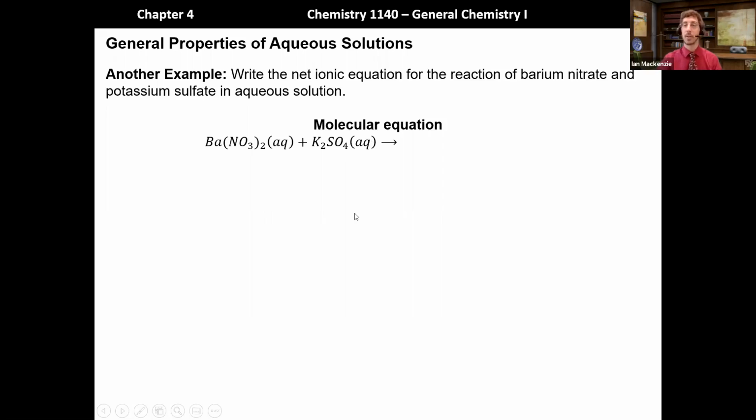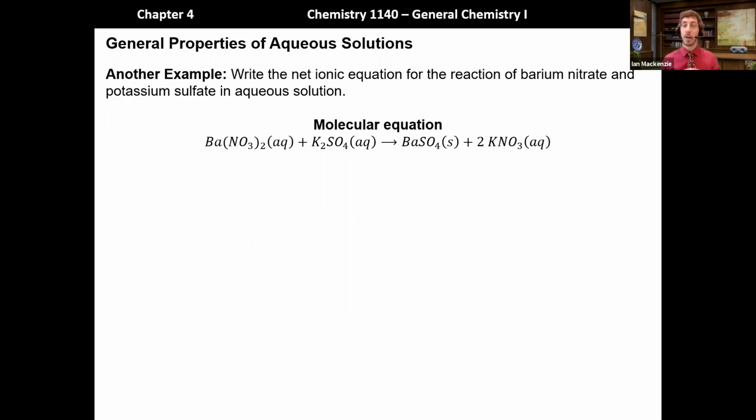And then we identify, just like we would for a precipitation reaction, is there going to be an insoluble product? And we find that barium sulfate is. Sulfates are generally soluble, but barium is an exception. So barium sulfate is insoluble, and I'm left then with potassium nitrate. And of course, I have to balance the equation to make sure the same number of elements are on both sides. That's now my molecular equation.